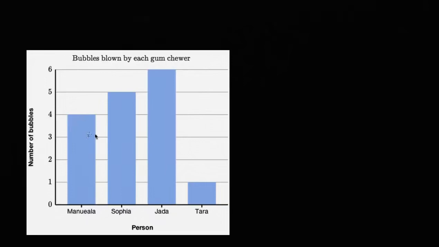So this bar graph here tells us the bubbles blown by each gum chewer. We have 4 different gum chewers, and they tell us how many bubbles each of them blew. What I want to do is figure out first the mean of the number of bubbles blown, and then also figure out how dispersed the data is. How much do these vary from the mean? I'm going to do that by calculating the mean absolute deviation.